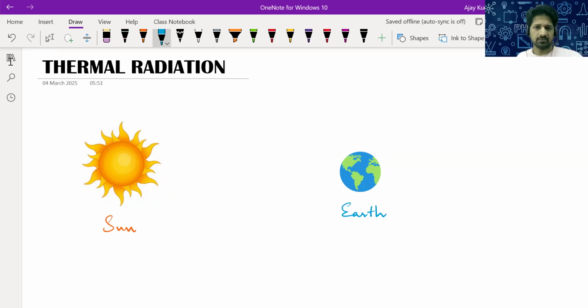Earth receives heat from the sun. Can any of you tell me how this transfer of heat is taking place? Is it through conduction? First question. Heat getting transferred from the sun to the earth, is it through conduction? I got one answer as no. How can you tell for sure that it is definitely not conduction?